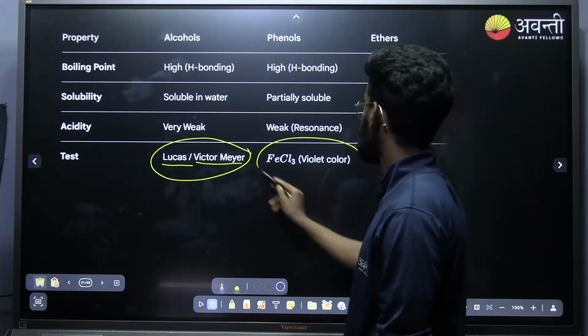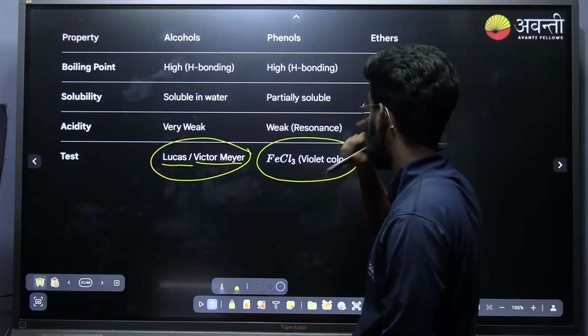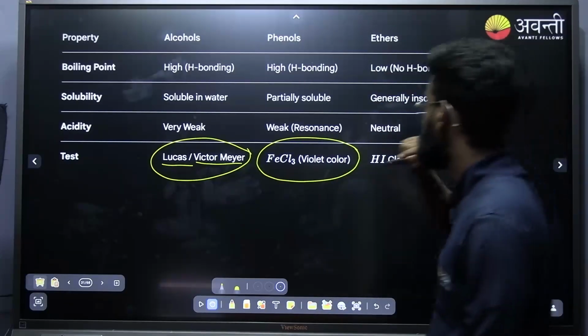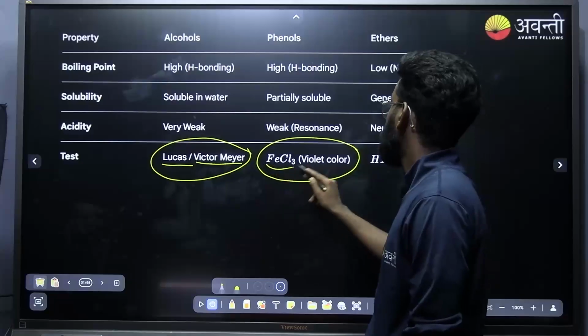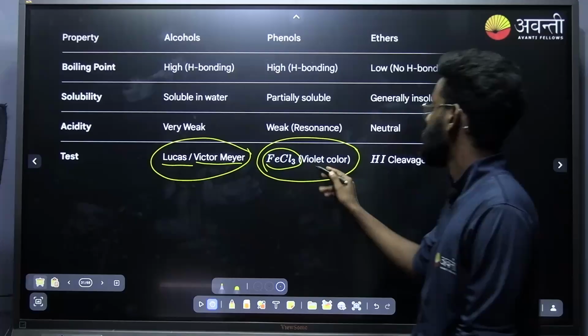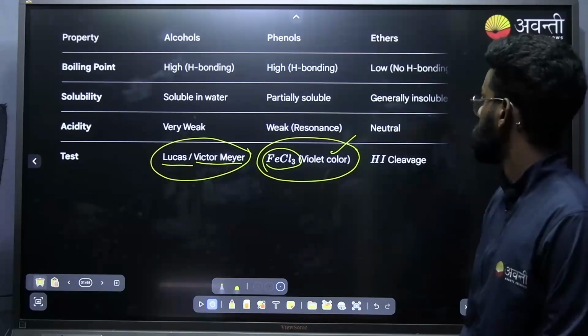Coming to the phenol, one of the tests that we will be using to detect the presence of phenol, which we already discussed in the mock paper discussion. Hope all of you are remembering that. That is neutral FeCl3. If I am treating neutral FeCl3 with a phenol, I will be getting a violet color which indicates the presence of phenol.